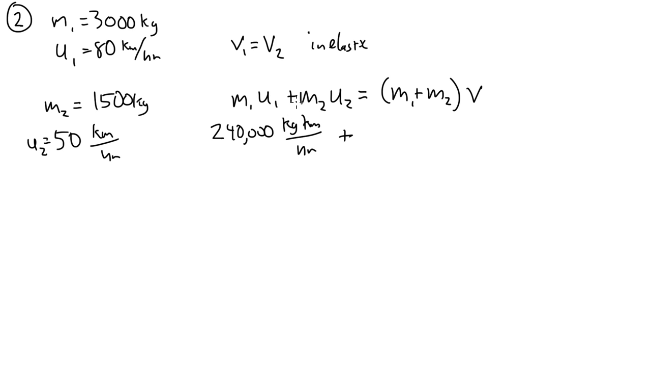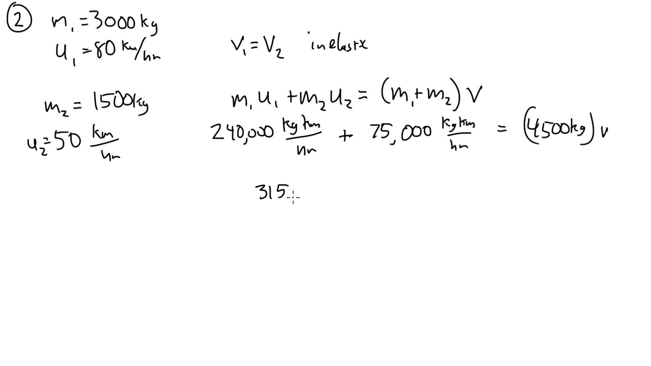Okay, and then you also get for the German truck, it looks like 75,000 kilogram kilometers per hour. Okay, and that's going to equal the total mass of these guys, which is 4,500 kilograms times their final speed. So 240 plus 75 gives you 315,000 kilometers per hour.